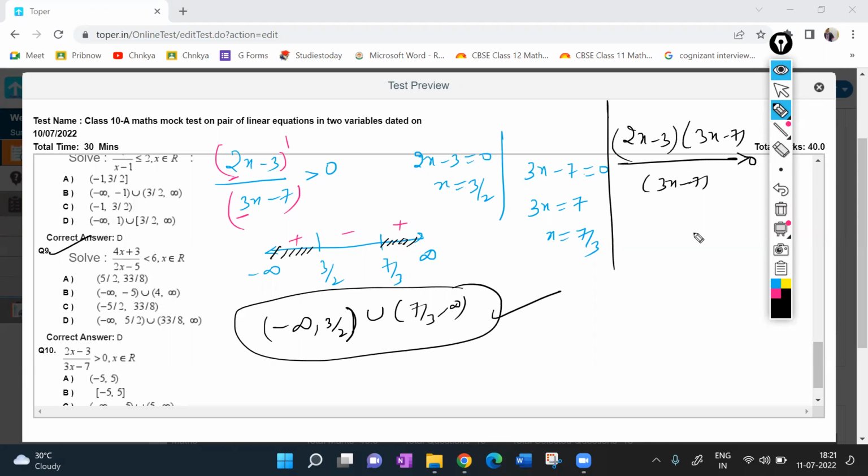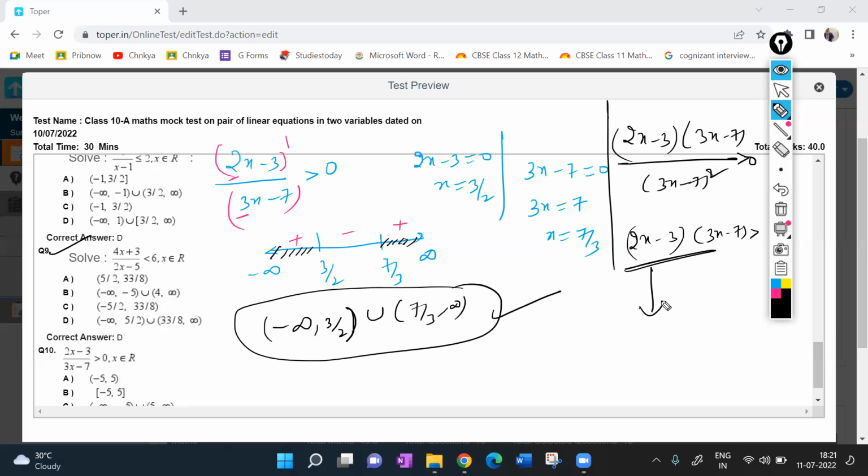If you multiply with 3x minus 7, this will become a whole square. Now the denominator part is no tension, because it is a square, it is always going to be positive. Getting my point? Now what are the critical points? Simply I won't bother about the denominator, because it is always positive. Now let us only look at the numerator. Still you will get the same thing, beta. Look at it here: 3x minus 7 greater than or equal to 0. If you solve it, we'll get the same again, right?